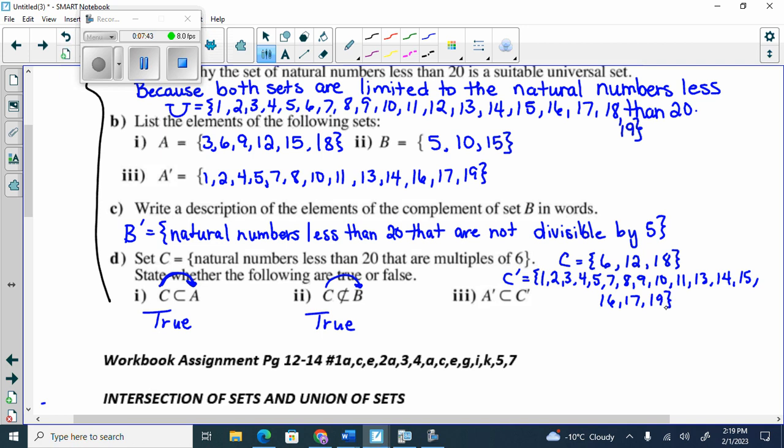Now, in order for this to be true, the complement of A has to be all in the complement of C. So let's check it out. Complement of A has 1. The complement of C has 1. Complement of A has 2, 4, 5, 7, 8, 10, 11, 13, 14, 16, 17, 19, and so does the complement of C. So is it true? Is everything in not A, the complement of A, in not C, the complement of C? Yes, it's true.